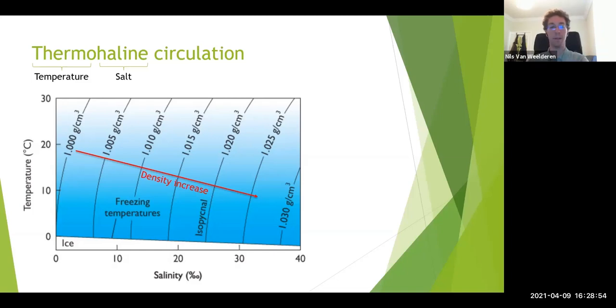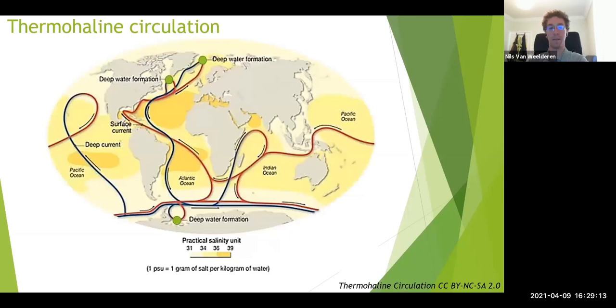On the graph that's on there, you can see that if the water is warmer, then the density decreases. And if salinity increases, then the density increases as well. We're going to try and remember this, and we'll come back to this graph later on and see why this is important. So, move to the next one. Yeah, there we go.